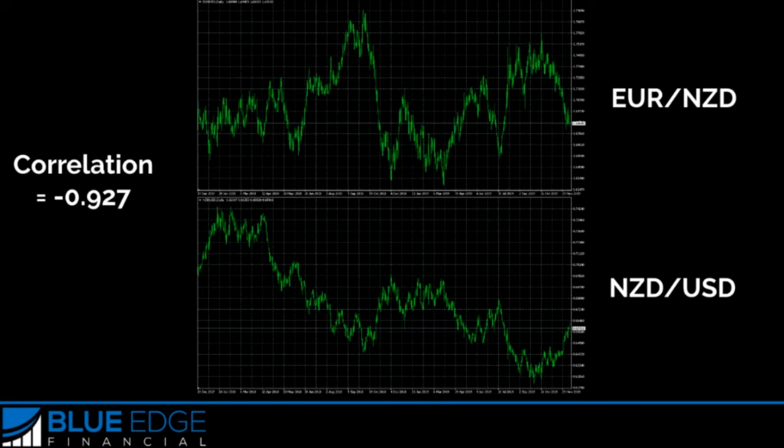These are very negatively correlated pairs, so when one pair goes up, the other pair goes down. It's the same concept as very positively correlated pairs. If you place a buy trade on both pairs, that would be counterproductive because as one pair goes into profit, the other is going to move about the same number of pips against you. And if you place a sell on one pair and buy on the other, you're just doubling your risk.